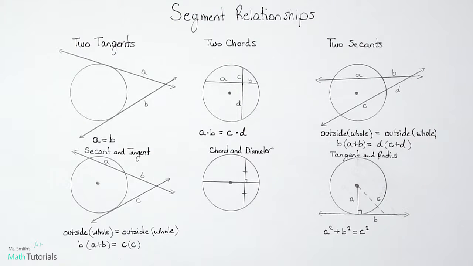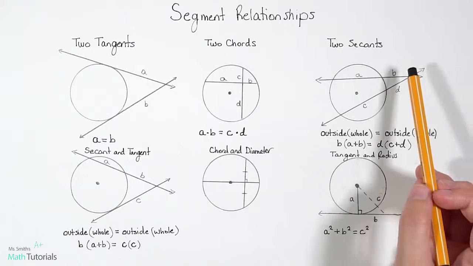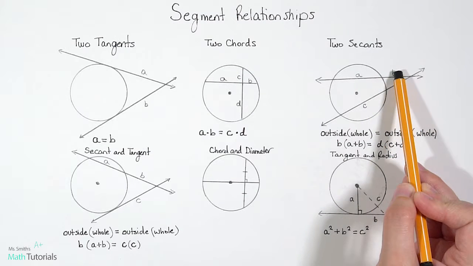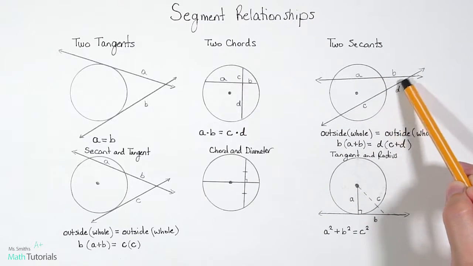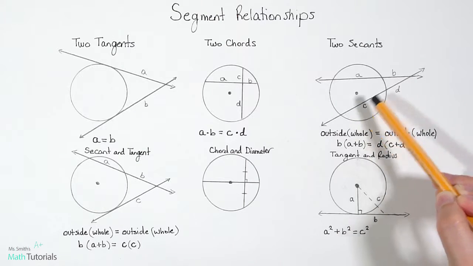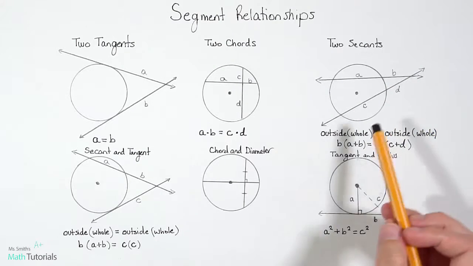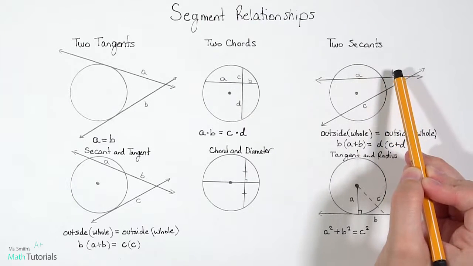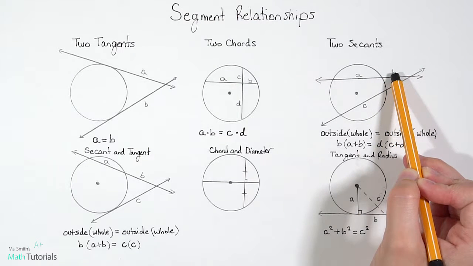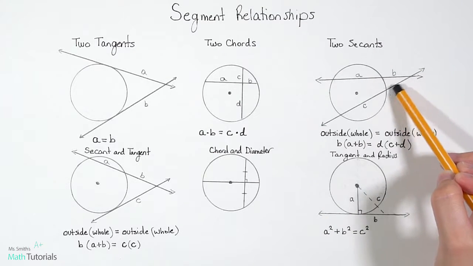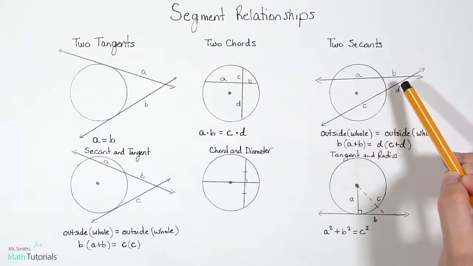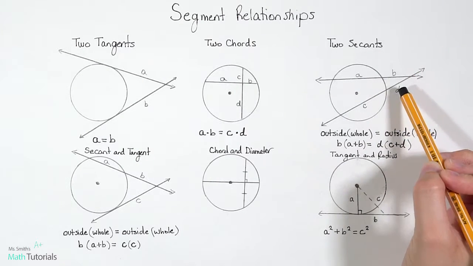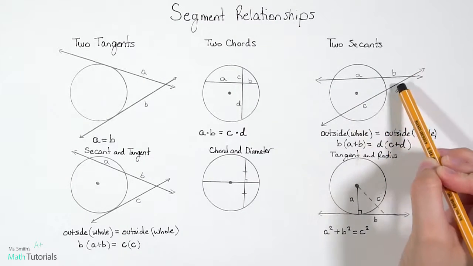So our formula for two secants would be the outside part times the whole part is equal to the outside part times the whole part. And another way to say that would be our segment B times A plus B is equivalent to our segment D times C plus D. So again, our outside times the whole equals our outside times the whole.